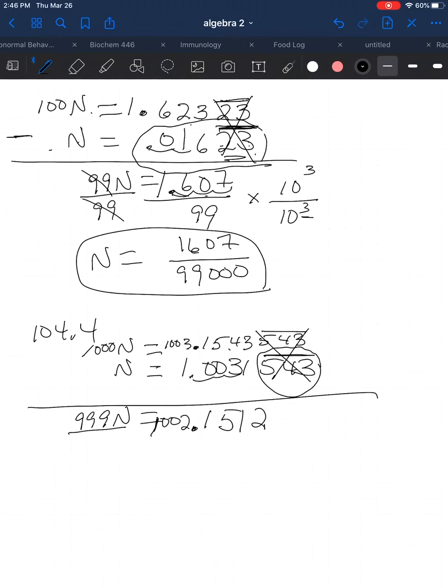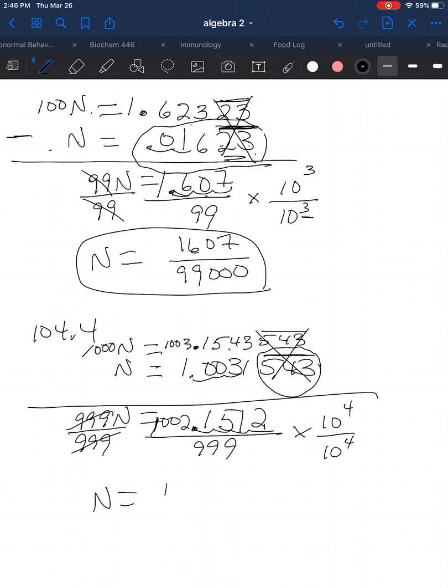And to get n by itself, we need to divide everything by 999. And the only problem with this is that we can't leave this decimal in here and have that be a ratio of integers. We have to get the decimal to the end. So that's 1, 2, 3, 4. We need to multiply by 10 to the 4th and also divide by 10 to the 4th.